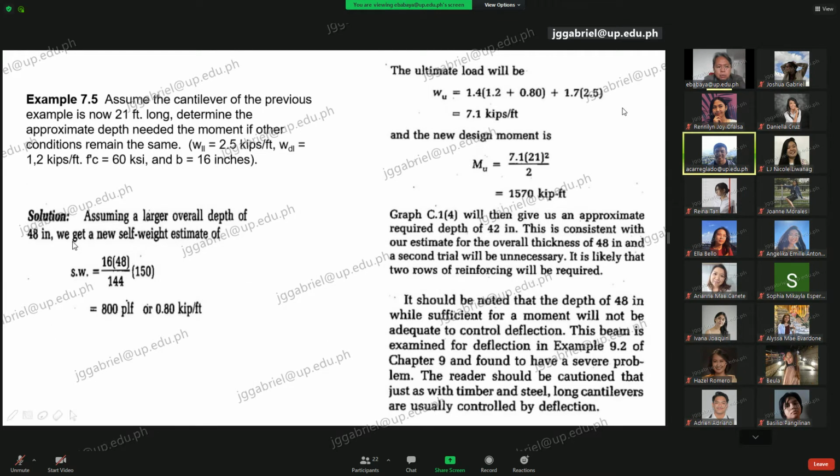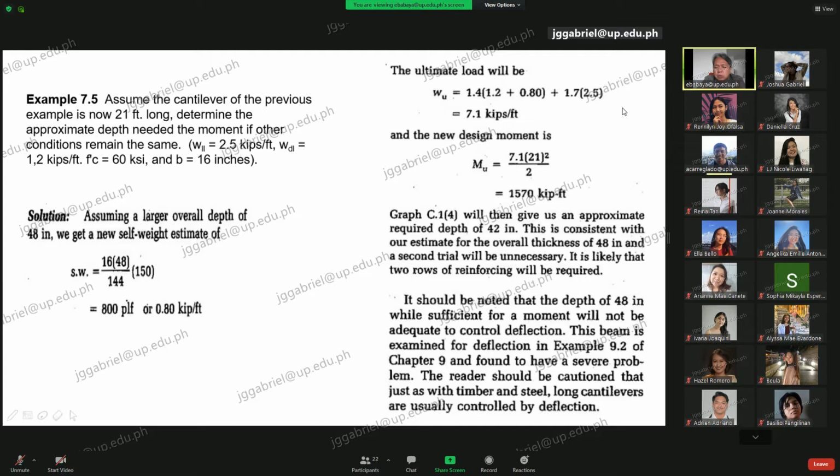Anyway, if we're going to compute for the self weight, we'll get 0.8 per foot. Okay. So upon computing for WU, changing the self weight to 0.8, we get 1.4 times 1.2 plus 0.8, and then plus 1.7 times 2.5. You get WU equal to 7.1 kips per foot. Now the new design moment will be MU equal to 7.1 times 21, which is our length, squared all over 2. So your MU now will be 1,570 kip foot. This will be the ultimate moment.